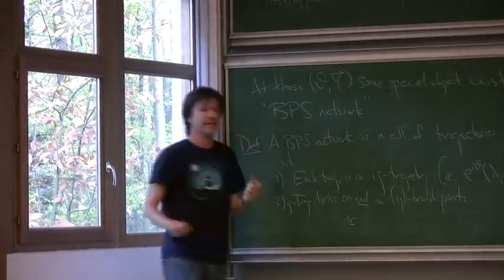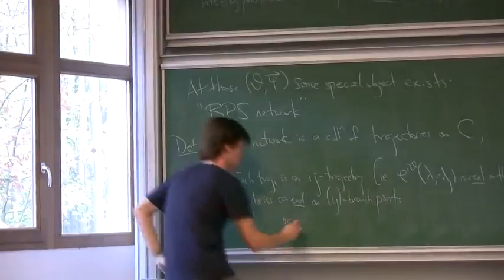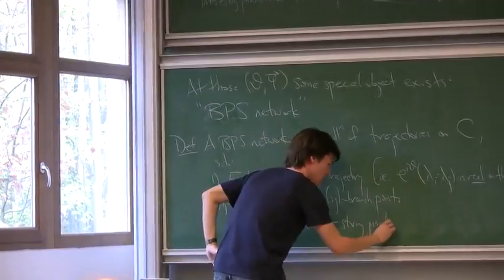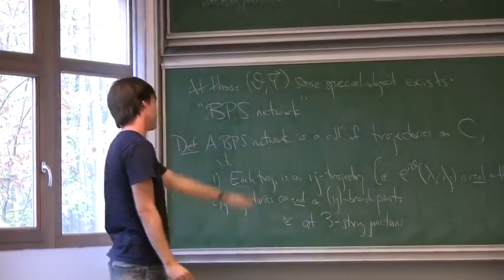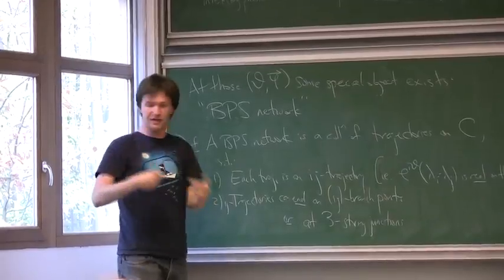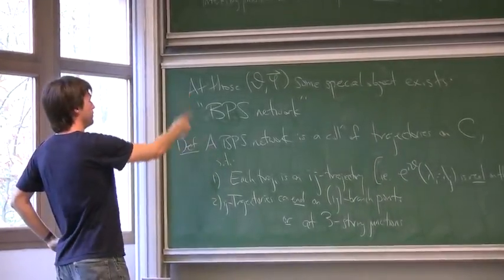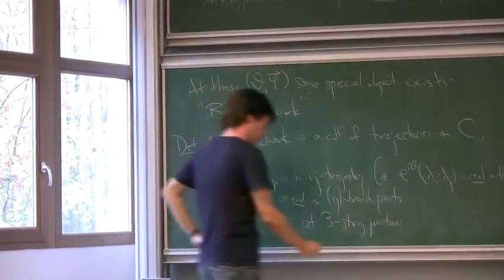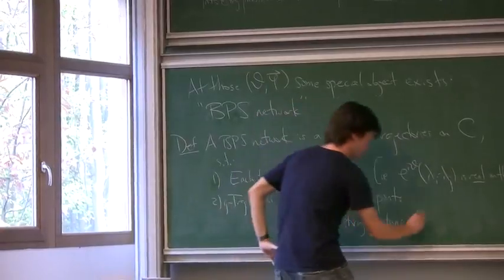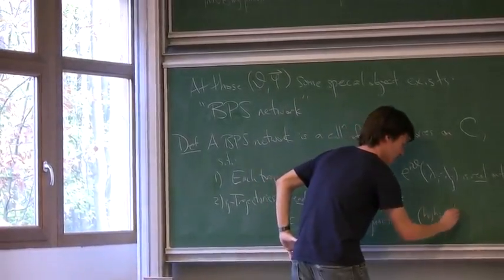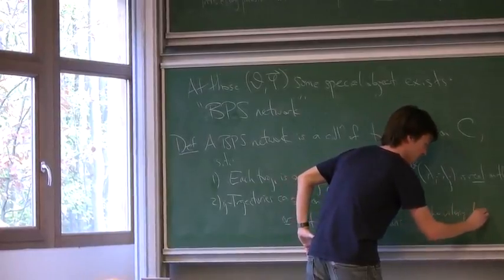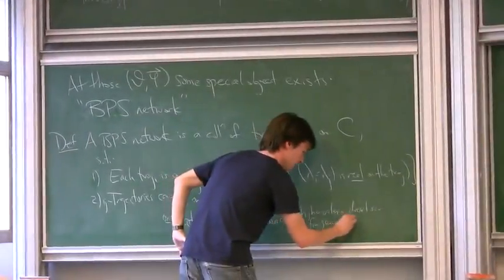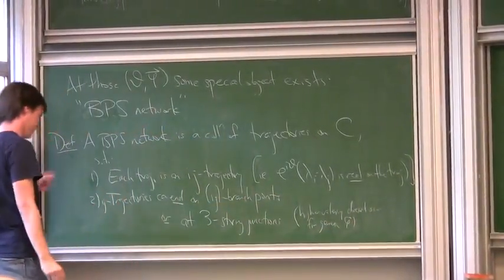Or they can end at these three-string junctions. This is the generic thing. You can imagine also higher valency junctions. That would be kind of an accident. So let's assume that I take phi to be generic enough, so higher valency won't occur for generic phi. I think it'll be clear how you extend the definition to higher valency.